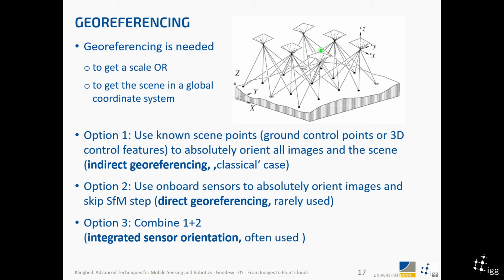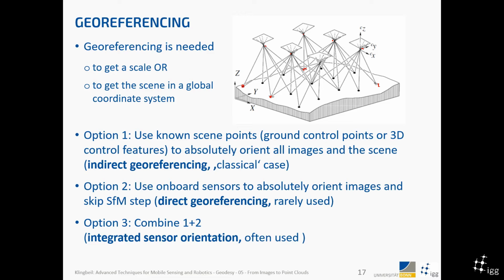Or actually, not transform it after reconstructing it, but putting these known global coordinates, like those ones here, or the camera coordinates here, into the bundle adjustment, and then the result will be georeferenced, will be in the global coordinate system. Sorry.